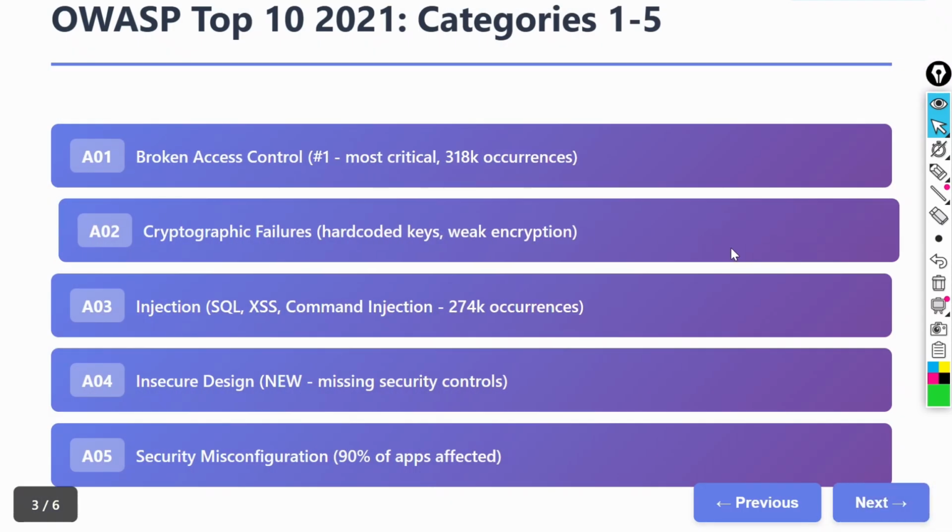Now let us deep dive into the categories of the OWASP Top 10. In this particular slide there are 5 categories, out of a total of 10. So let's deep dive into that. First one, A01. The code A01 is for the OWASP Top 10 for web application testing. If it is Docker, it is D01. If it is Kubernetes, it is K01, like that. So A01 is Broken Access Control. This is the number one, most critical risk, with over 3 lakh 18,000 occurrences reported.